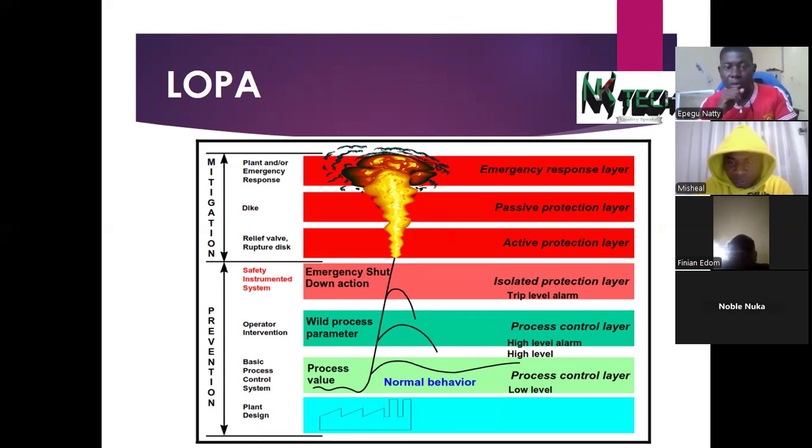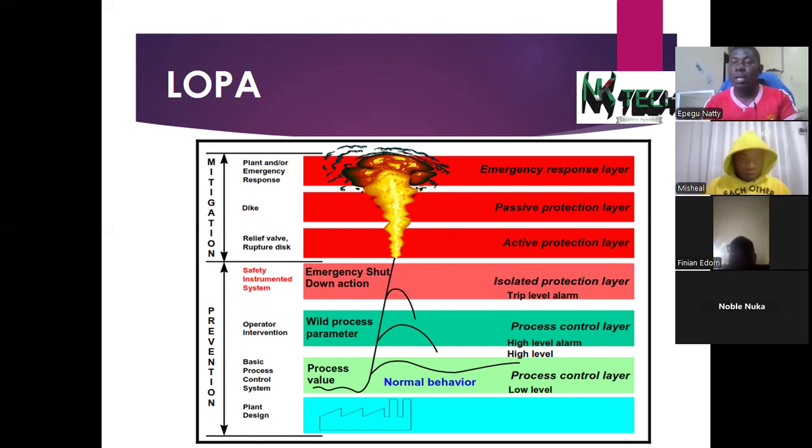Then we have a safety instrumented system, which is your SIS. Now, if your SIS senses that something is going wrong and the operator is not handling that issue, the SIS takes over automatically. Let's take, for example, a low level or a high level of a storage tank or a storage vessel. The SIS is going to take control and ensure that it shuts down that area so that the accident does not happen.